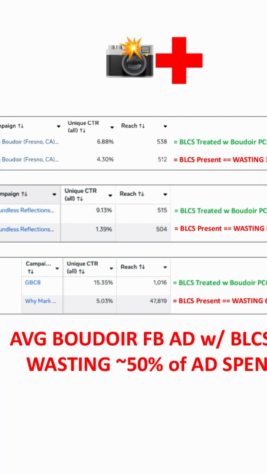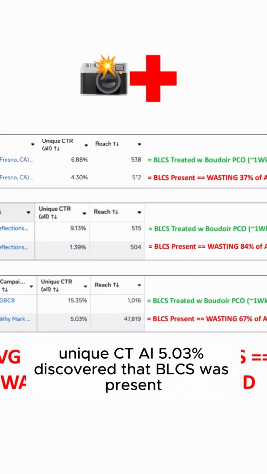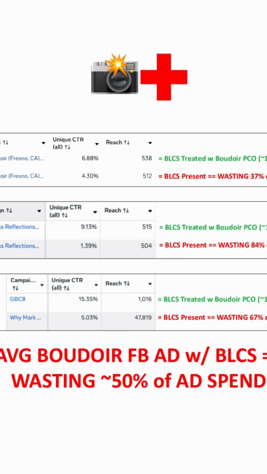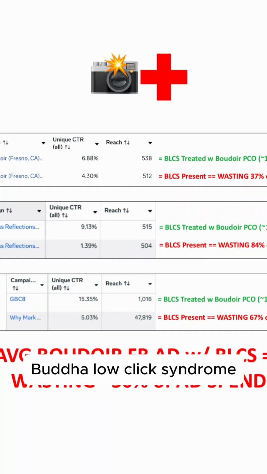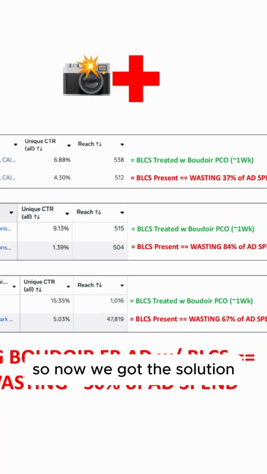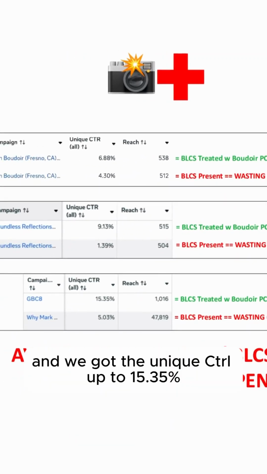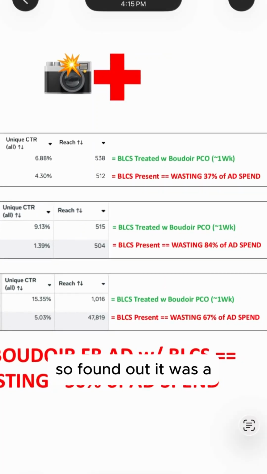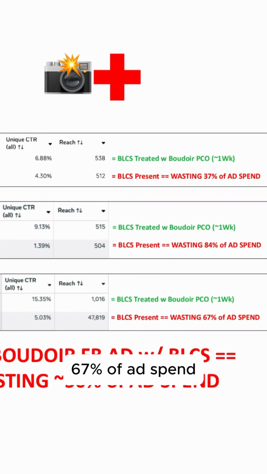Finally, my hospital now had a patient come in, unique CTR 5.03%, discovered that BLCS was present. Unique CTR under 6%, BLCS is present, Boudoir low click syndrome. So now we got the solution. We can treat it with Boudoir Pico. It takes about a week. And we got the unique CTR up to 15.35%. So we found out the original Boudoir Facebook ad was wasting 67% of ad spend.